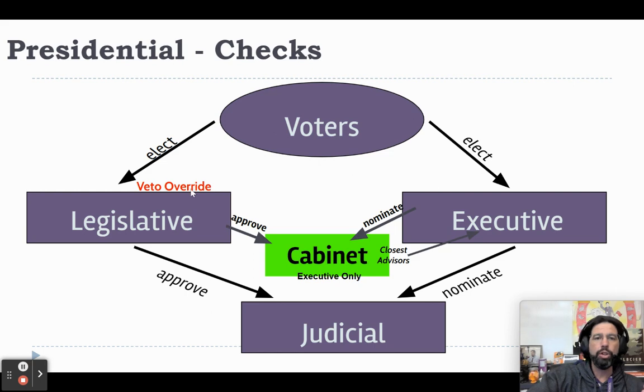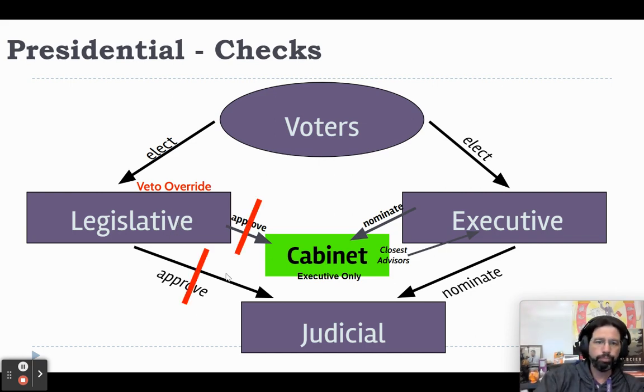Well, the number one check is veto overrides. If the president's getting pretty saucy there, flinging their vetoes all over the place, well, then the legislators are the representatives of the people that were actually voted in a free and fair election. And so, if enough of them approve, two-thirds, veto override, the executive is checked and the bill becomes a law.